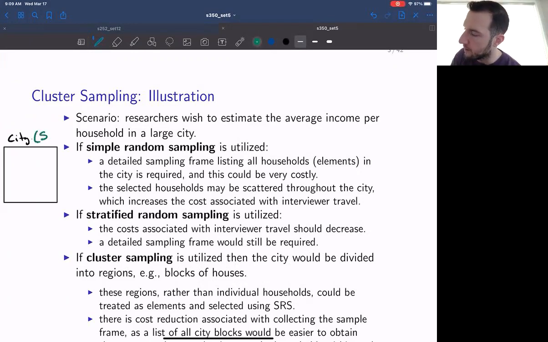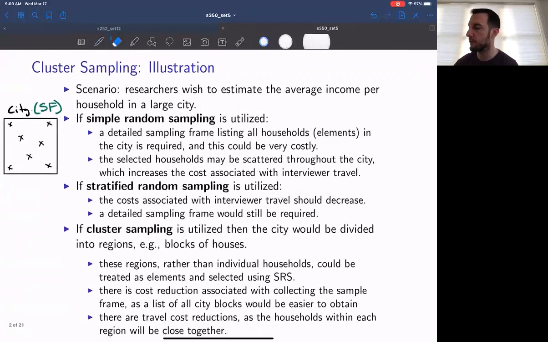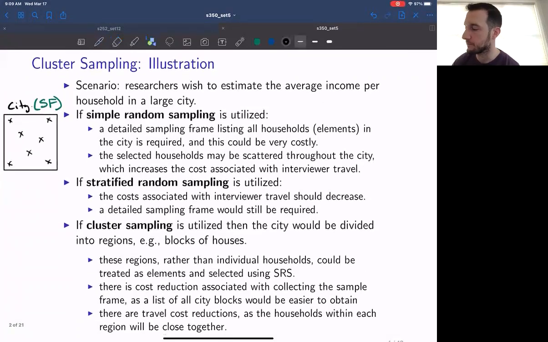So I'll just write, also the sampling frame. From SRS, maybe you end up with something like this where everything is really well dispersed. And then the cost of obtaining information from the different households that were selected is going to be high just because of the dispersion of the households.